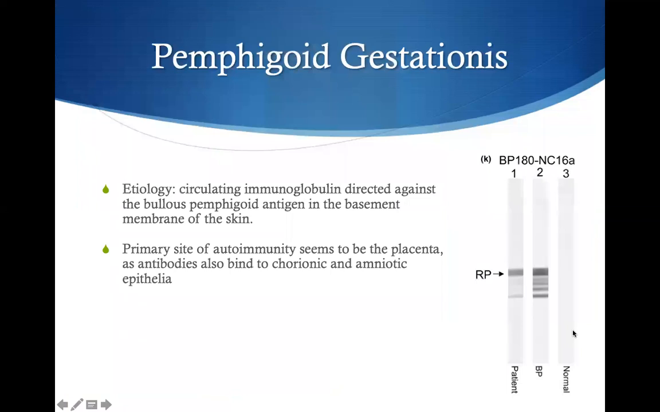Next slide. The etiology seems to be related to circulating immunoglobulins that are directed against the bullous pemphigoid antigen, which is located in the basement membrane of the skin. The primary site of autoimmunity seems to be the placenta, as we've found antibodies bind to both the chorionic and amniotic epithelia. And on the right, you see some antibody profiles of an index pregnancy patient, the patient with bullous pemphigoid, and then a normal control. So you can see they have in common these antibodies directed against this skin antigen.